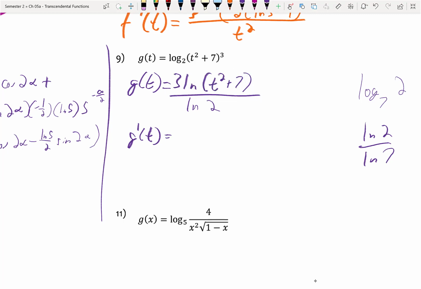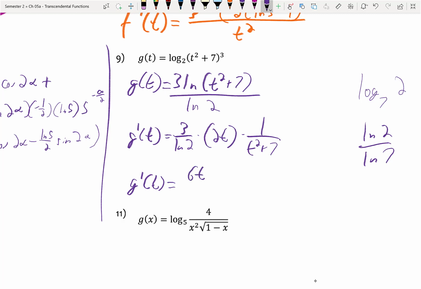We want to write that as 3, because then our constant is 3 over ln of 2, and this is a lot easier. We do the derivative of the inside, 2t, times the derivative of the natural log of something, which is 1 over that same something. And if I clean this up, I get 6t over natural log of 2 times t squared plus 7.